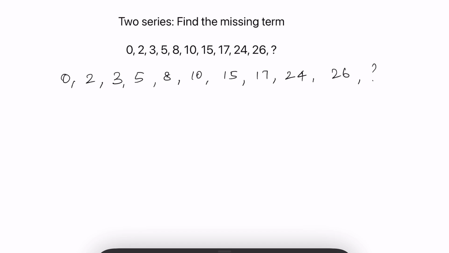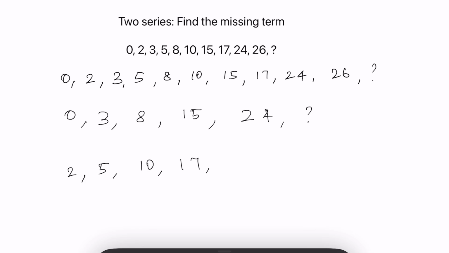Let's take the alternate numbers and put it in a sequence and see how that works. So let's take the first one, 0, 3, 8, 15, 24. And then we have question mark. The next series we have 2, 5, 10, 17, 26. Now, if you look at it, you are able to see a sequence.